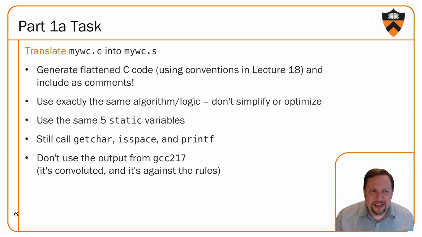The reason for this is partly because we're asking you not to, but mostly because the output from gcc217, even in its unoptimized state, can be a little convoluted, can be a little tricky to interpret, and so this is partly for your own benefit.